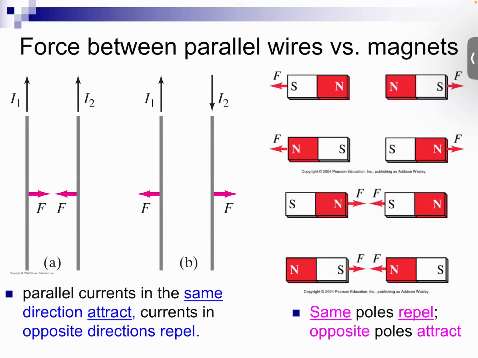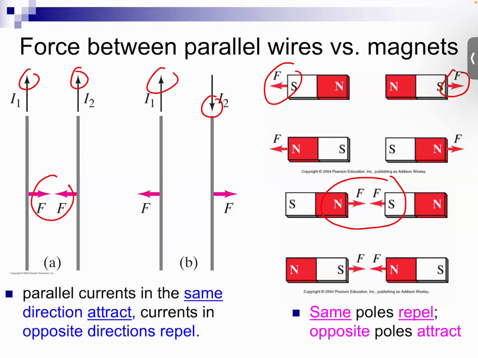And if you compare that to the behavior of two magnets, it's opposite. So don't be confused about that. We learned that with magnets, opposite poles attract each other. So north will attract south, whereas like poles will repel each other. North will repel north. So for magnets, same poles repel, opposite poles attract. But for currents, same directions will attract, whereas opposite directions will repel. So they're reverse of each other.